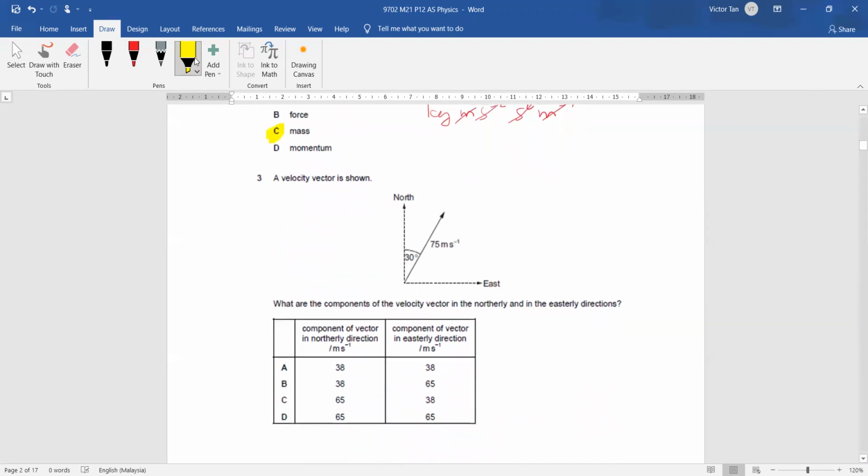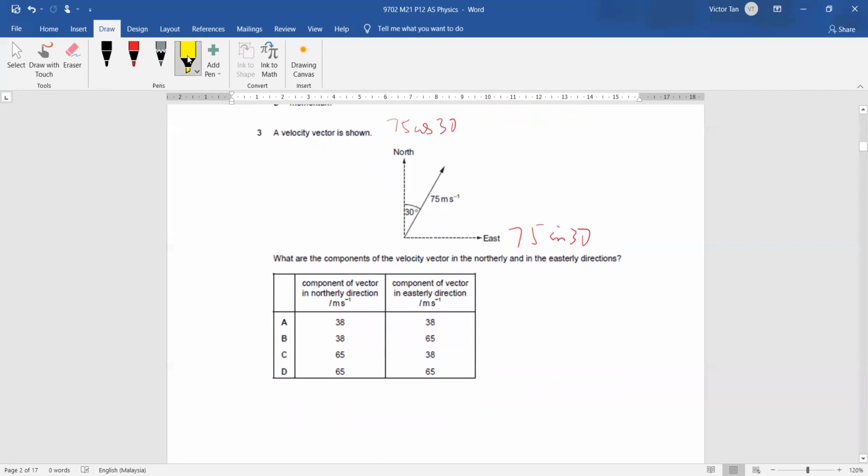The velocity vector is shown. What are the components of the velocity vector in the northerly and the easterly directions? So this would be 75 cos 30, and this is 75 sine 30. Okay, good. So sine 30 is half, so it should be 38. Okay, the answer is C.